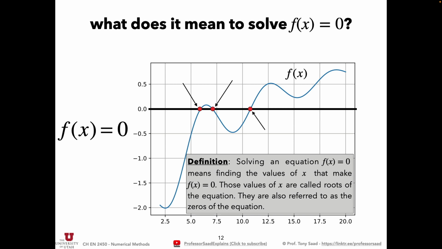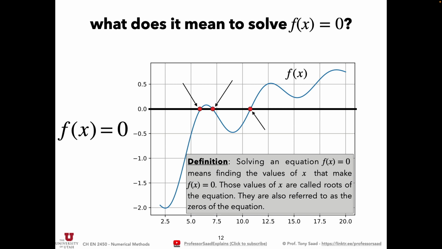So solving an equation, f of x equals 0, means finding the values of x that make f of x equal 0. Those values of x are called the roots of the equation. Okay? And they are also referred to as the zeros of the equation. The zeros that make the equation 0. Visually, it's very nice to interpret it this way.